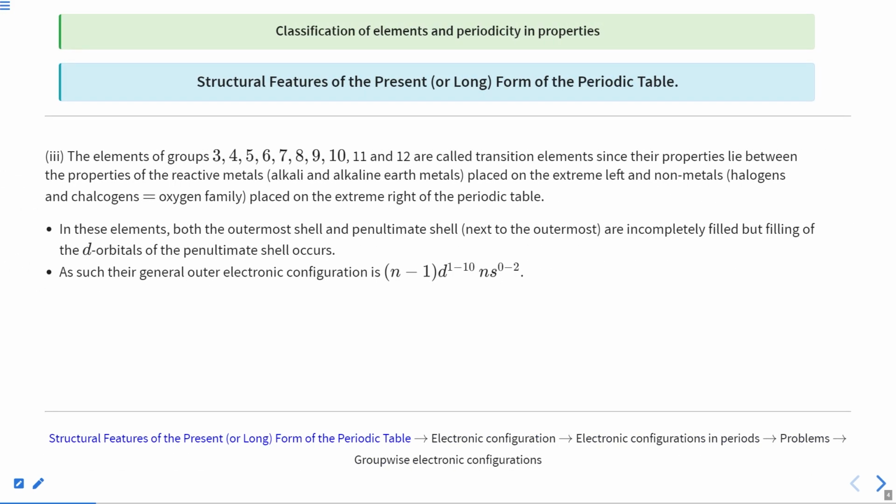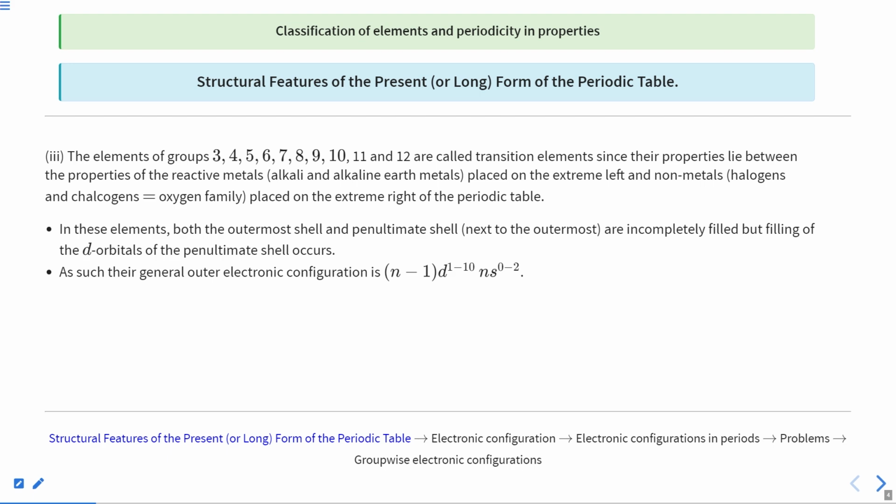What about the elements of groups 3 to 12? They are called transition elements, since their properties lie in between the properties of the reactive elements on the extreme left and the non-metals on the extreme right, like the chalcogen family and the halogen family. These elements fall in between in this transition from the most reactive to the non-metals, so they are called transition metals.